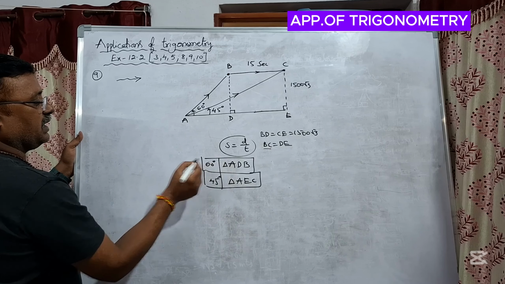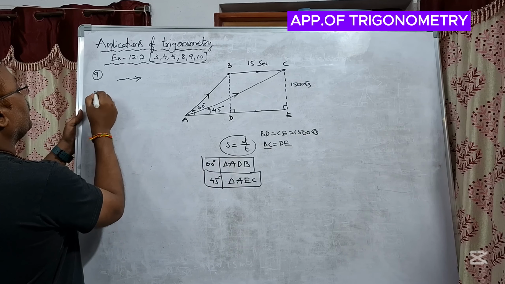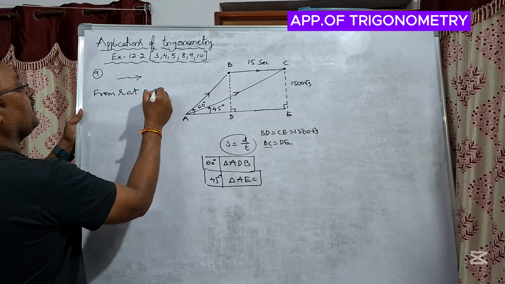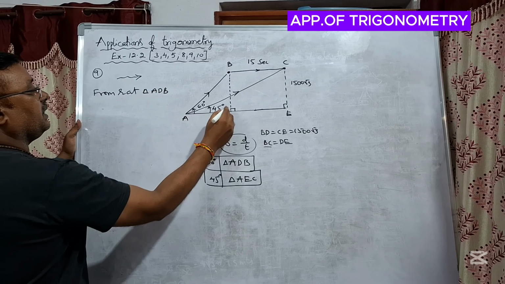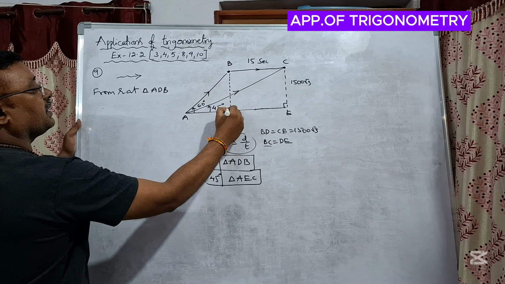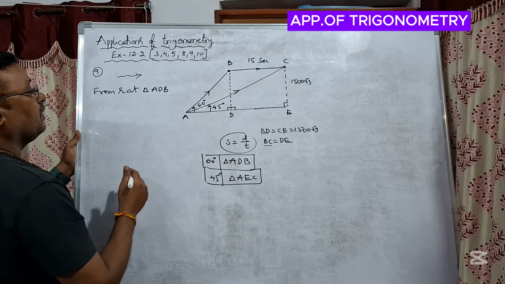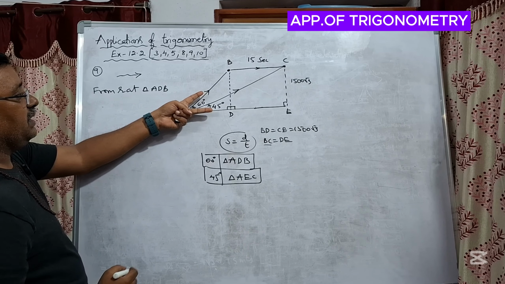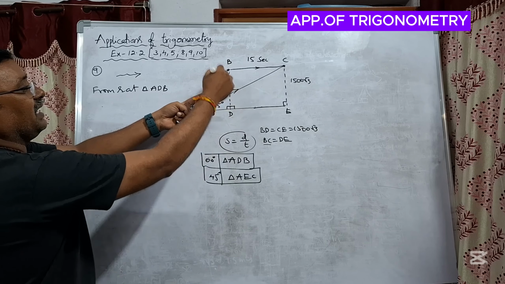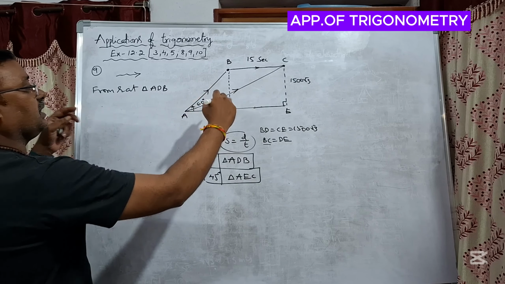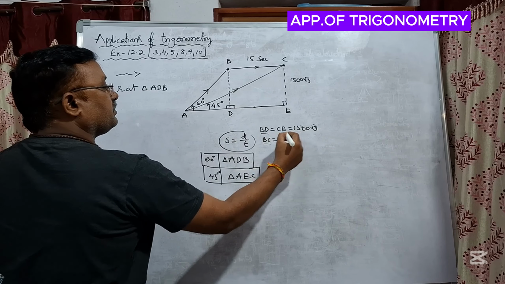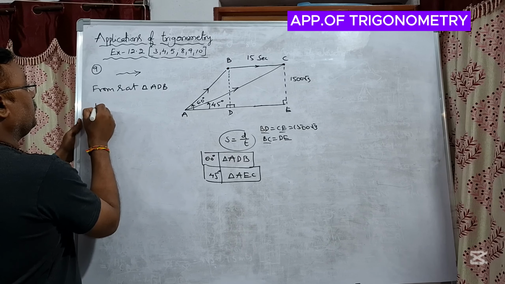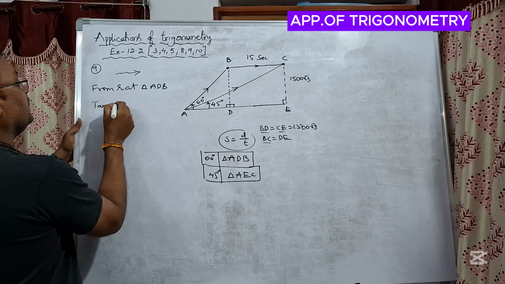Related to 60 degrees, right angle triangle ADB is there. From right angle triangle ADB, I have the 60 degrees angle and its opposite length, the height 1500 root 3. BD equal to CE equal to 1500 root 3. This one, BD. So I am going to apply tan 60 degrees.